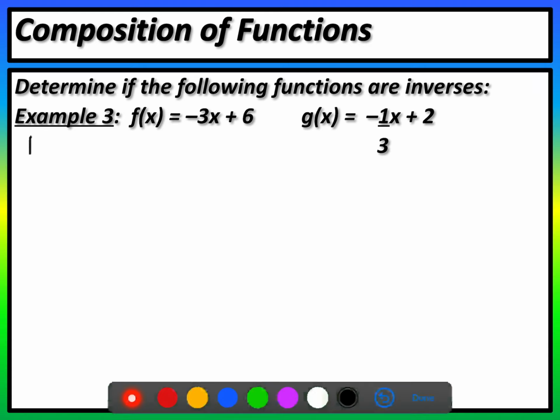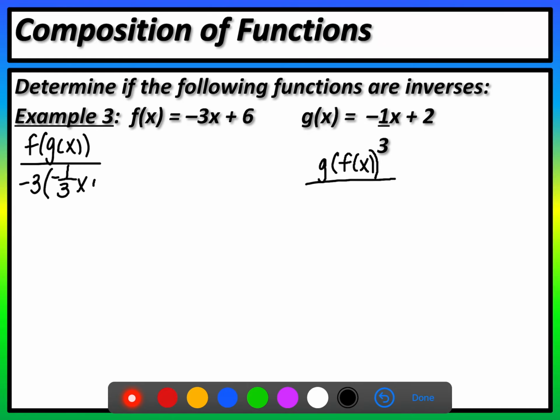So we first have to do f of g of x, and we're going to have to do g of f of x. Okay, you can do them in any order that you want. It's not going to matter. So they are two separate composition problems. So I'm first going to take g and plug it into f. Okay, and I'm going to simplify this. And remember, the result that we're hoping to get is positive 1x.